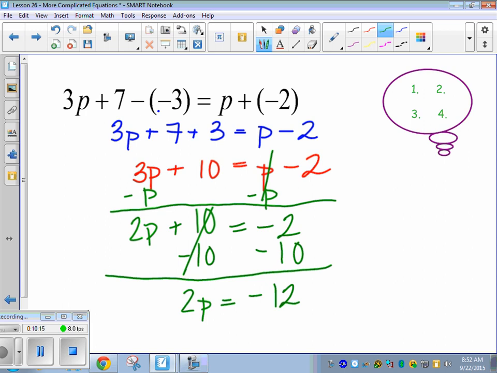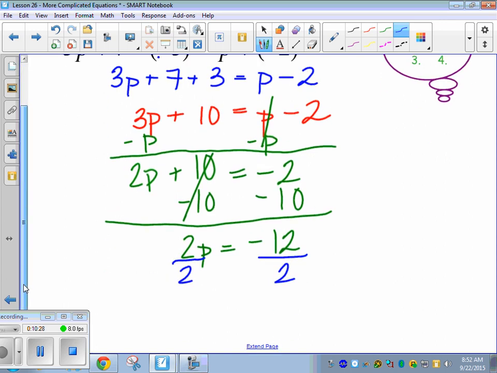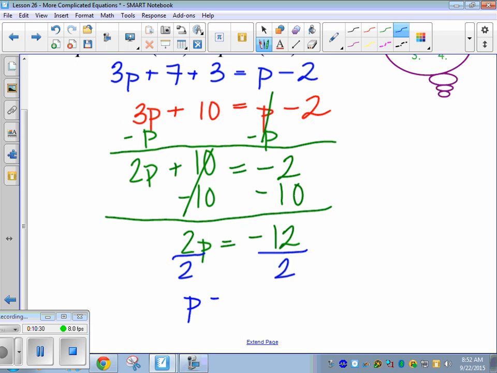And finally, Corey, what should my last step be to get p by itself? You divide by 2. Divide both sides by 2, yep, because I have 2 times p, so I want to divide by 2 to get p by itself. So p equals negative 12 divided by 2, which gives me what? Negative 6. Perfect. My final answer.